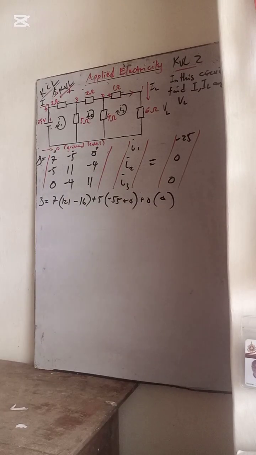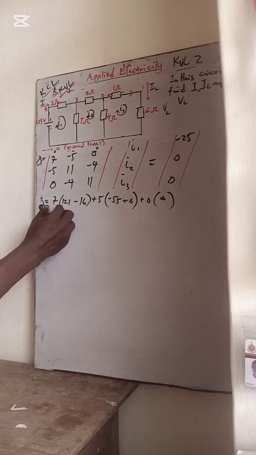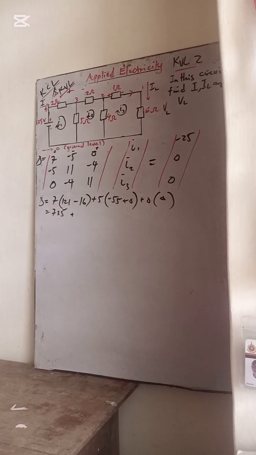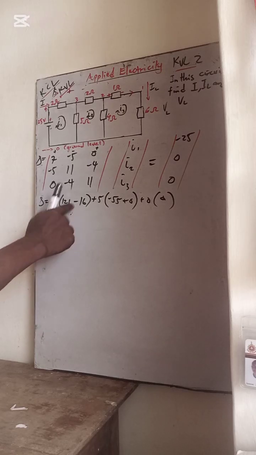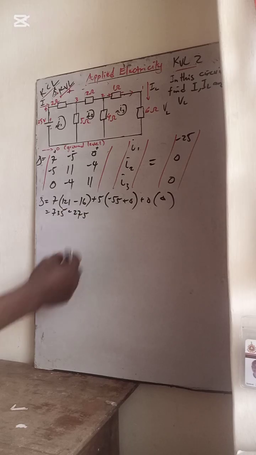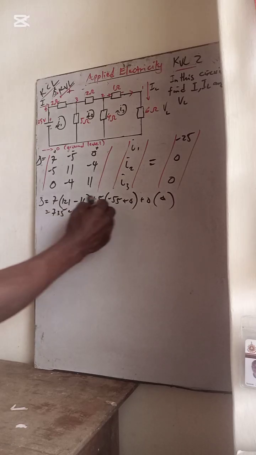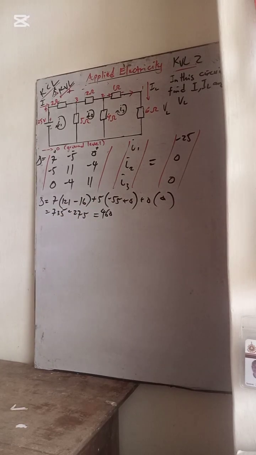So just put 0. Then we come here, let's calculate 121 minus 16, that is 105 times 7, that will be 735 plus, this is minus 55 already, multiplied by 5, minus 55 multiplied by 5, that's minus 275. We don't have anything here, so let us solve what that will give us. This is 460, this is 460 for the delta.